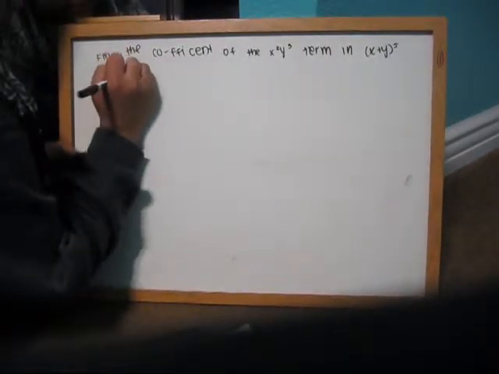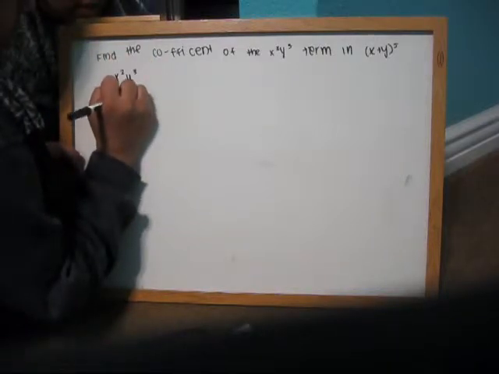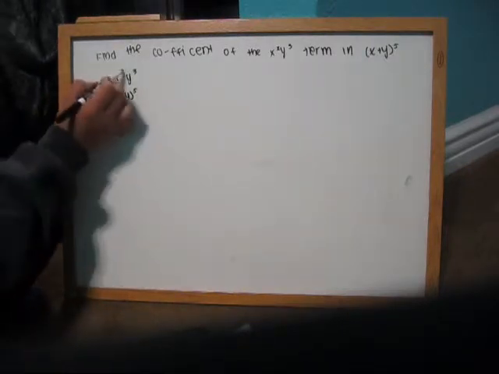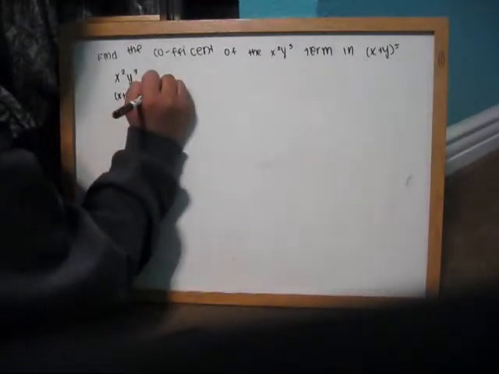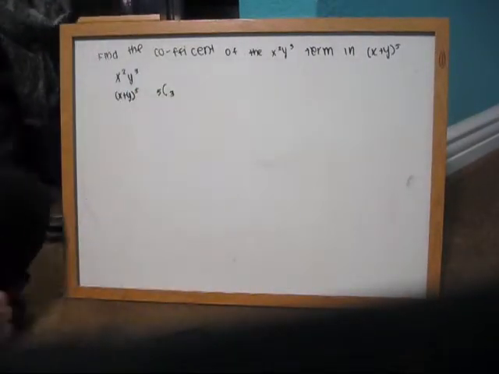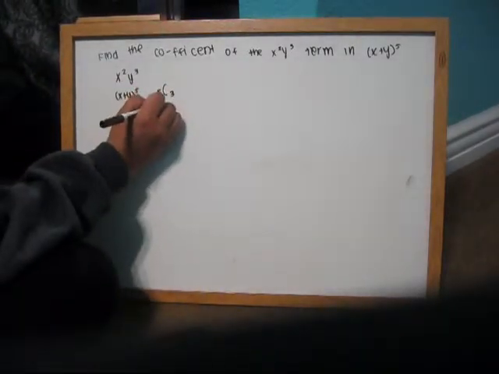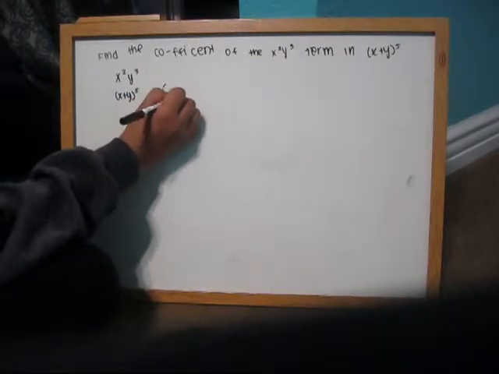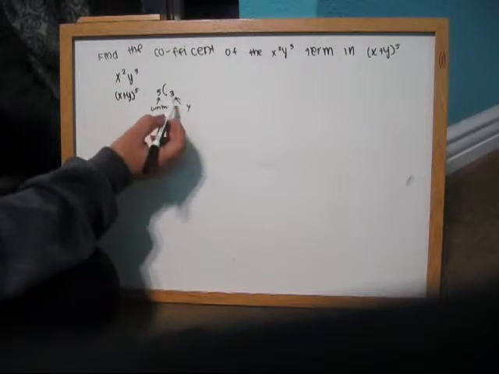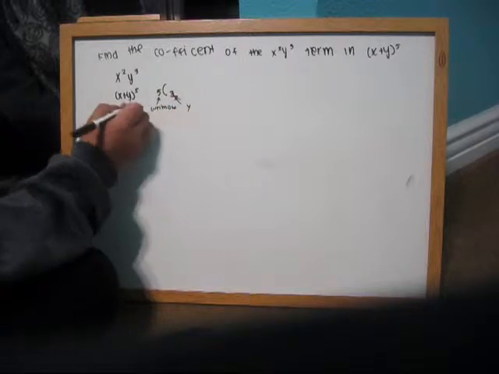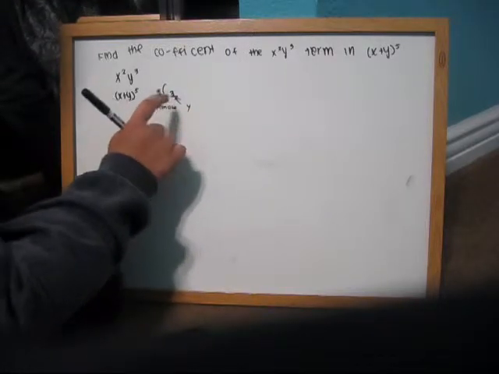So now, when you have x squared y cubed and you have x plus y to the fifth, 2 plus 3 is 5. So what you do is 5 choose 3. This one is going to be your ultimate one, and this one is going to be your y exponent. You always put your y, no matter what. So it's going to be your ultimate, choose y.